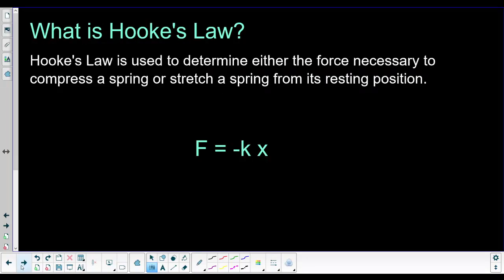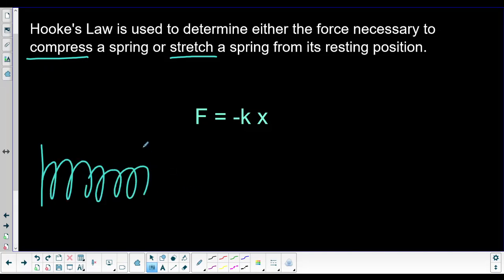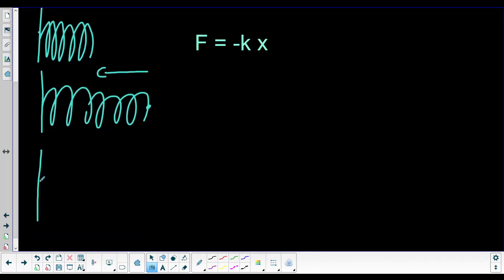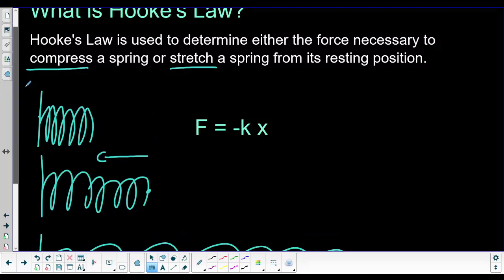So Hooke's law is used to determine the force necessary to either compress a spring or to stretch a spring, right? Let's say here's a wall and you've got a spring wedged up against that thing. Springs can go one of two ways. You can either take your hand and push this way and get a spring that's more tightly coiled, like that. Or you could put your fingers right here, grab that thing, and then pull on it. And then you could stretch it way out like this, right? So springs can go two directions, in or out.